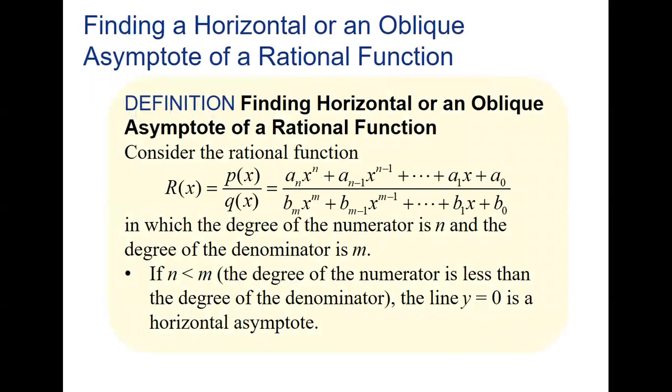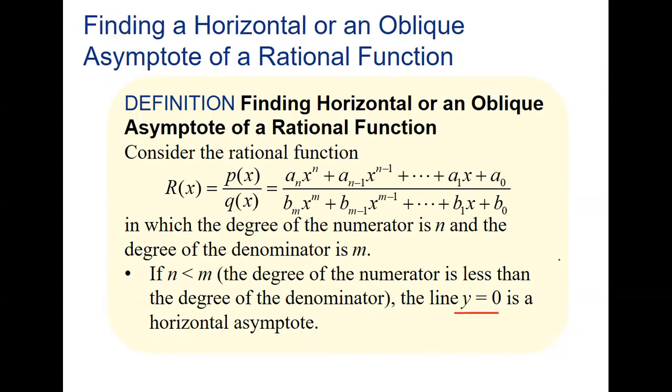5.5 continued. When you're looking for the oblique or horizontal asymptote, it is based off of your leading term. Your leading term has your leading coefficient and the highest exponent, and it's whether the degree of your numerator and the degree of your denominator is greater than or less than. If the degree of your numerator is less than the degree of your denominator, then you're going to have a horizontal asymptote and it's at y = 0.